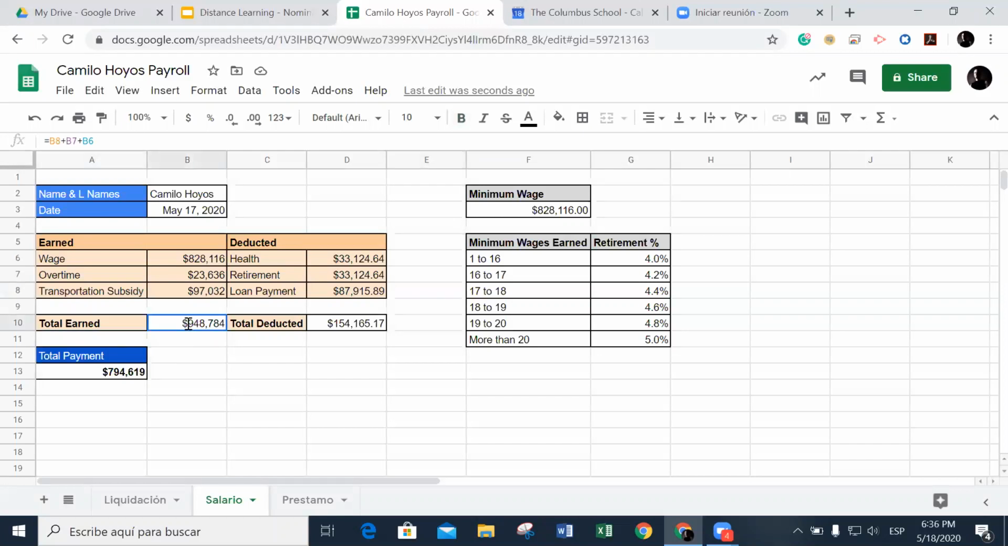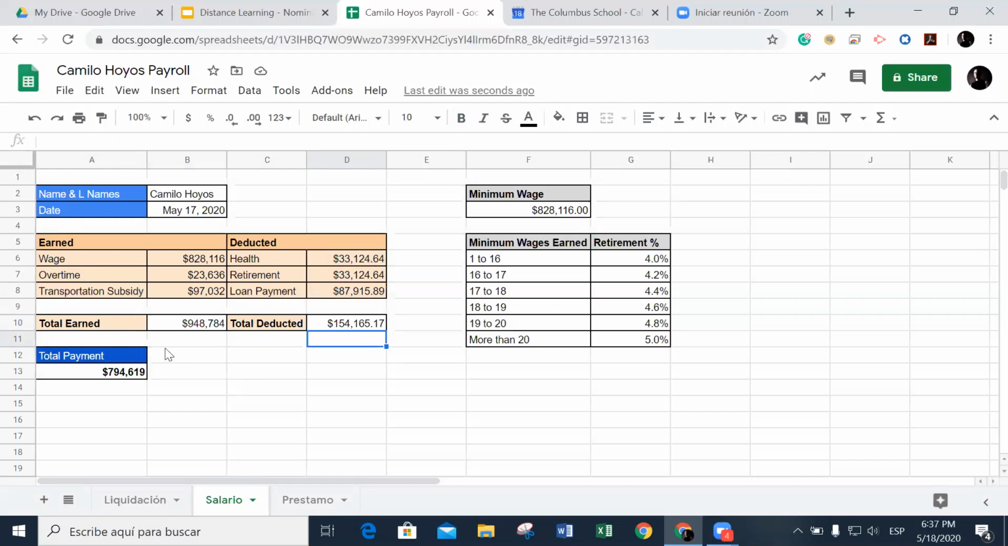Now the total earned is literally the sum of all these three, right? So this plus this plus this equals total earned. Very easy, self-explanatory. Now the total deducted, if I double click on this, is going to be the sum of all these three: health, retirement, loan payment. Done. Even if you have this empty right here in loan payment, just add it up anyway, because we're going to use it.